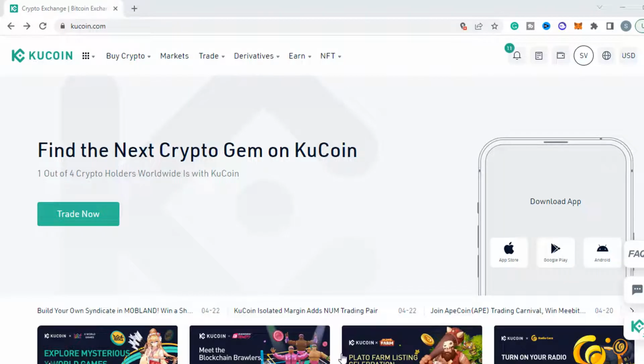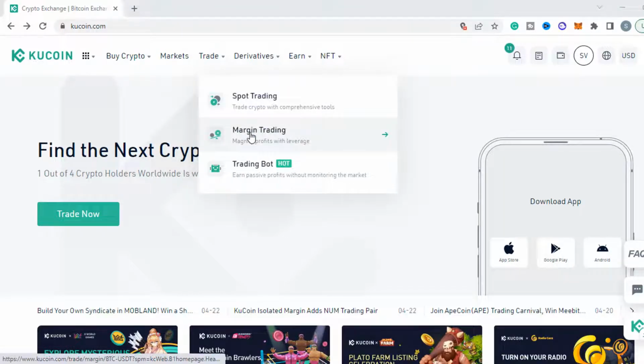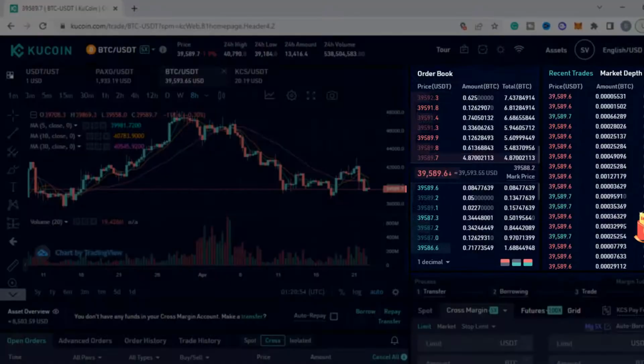If we want to short Bitcoin, we have to use our margin account. We start under trade and then click margin. The order book on the left looks the same, but we have a few more options when placing an order.